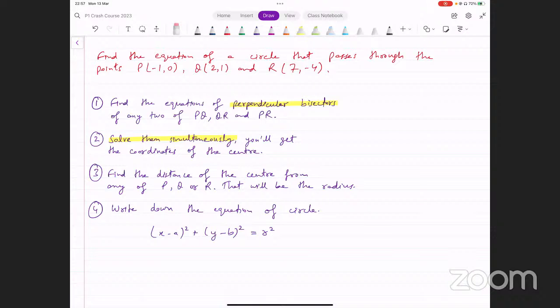Find the equations of perpendicular bisectors of any two of those three chords, PQ, QR, or PR. Solve them simultaneously. That's going to give you the coordinates of the center. Then find the distance of that center from any one of those points. That is going to give you the radius. Then write down the equation of the circle.